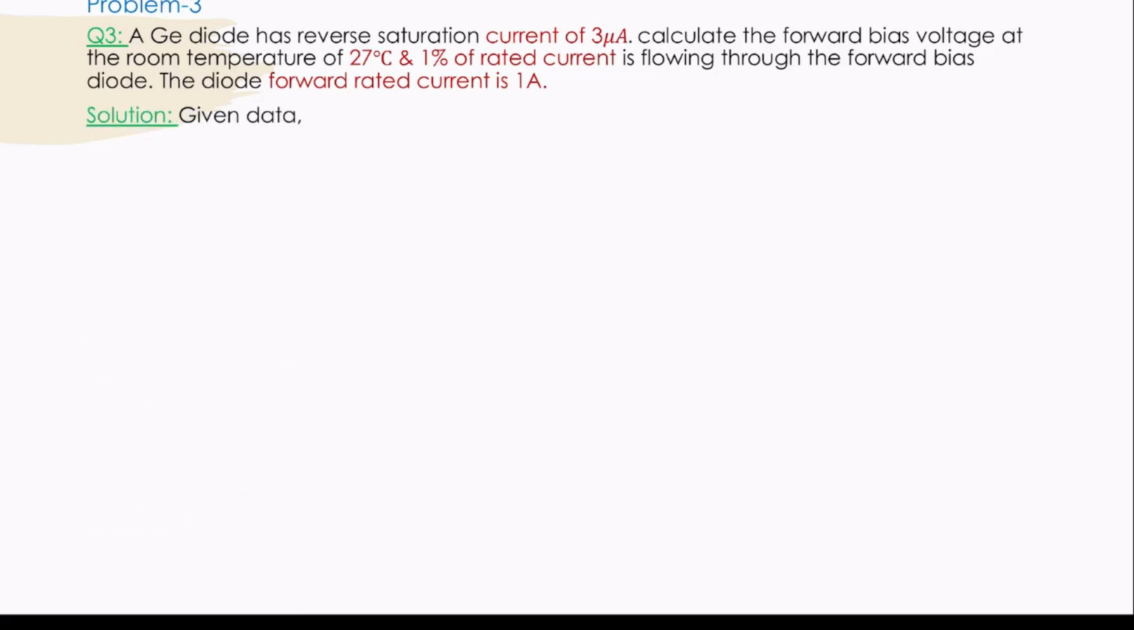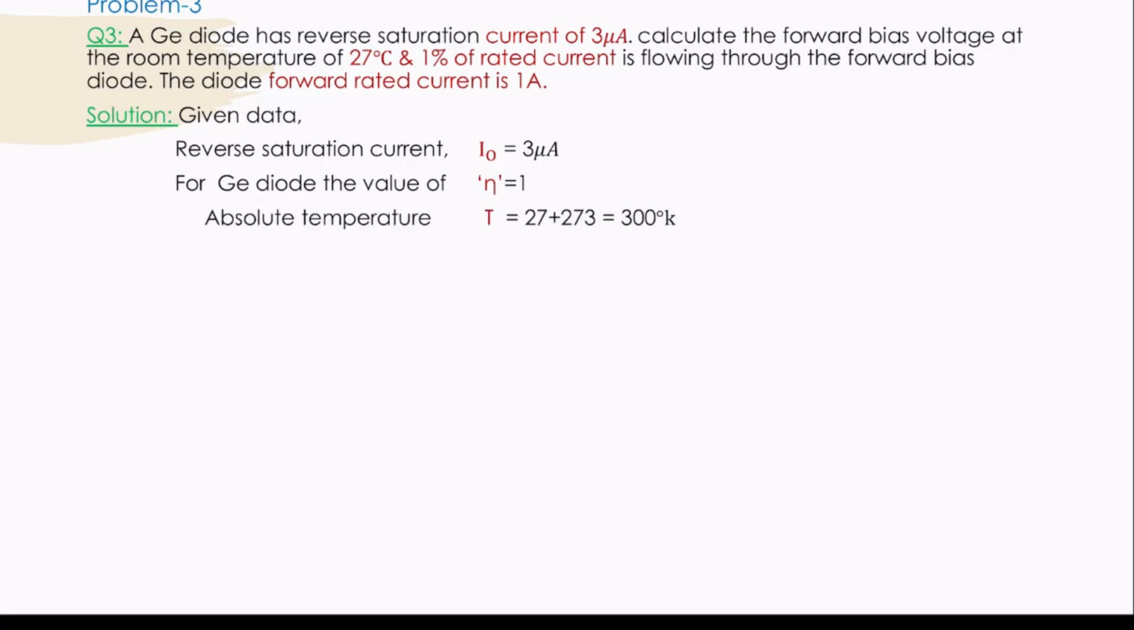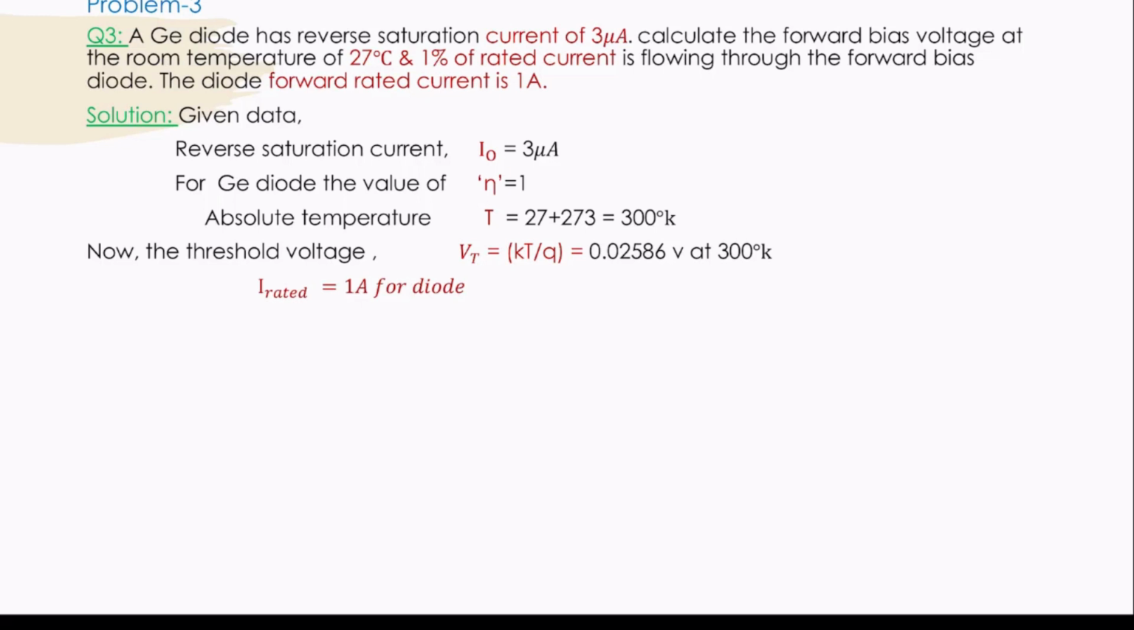According to the given data, the reverse saturation current I0 is given as 3 microamperes. And for the germanium diode, the value of eta is equal to 1. The absolute temperature T is equal to 27 plus 273, which is equal to 300 degrees Kelvin. Now the threshold voltage Vt is equal to kT by q, which is equal to 0.02586 volts at 300 degrees Kelvin. And the I rated is equal to 1 ampere for the diode. Now I is equal to 1% of I rated at 27 degrees centigrade, which is nothing but I is equal to 1 by 100 into 1, which gives the value as 0.01 amperes.